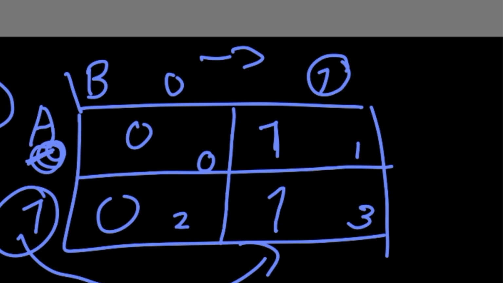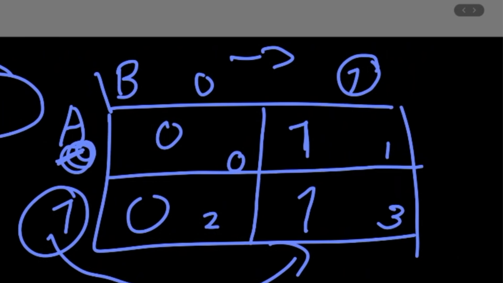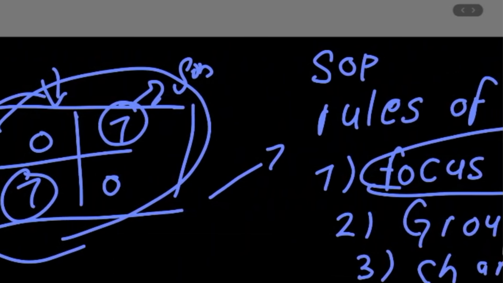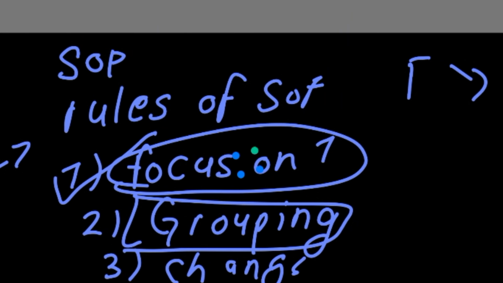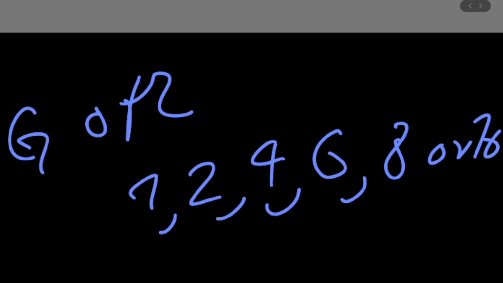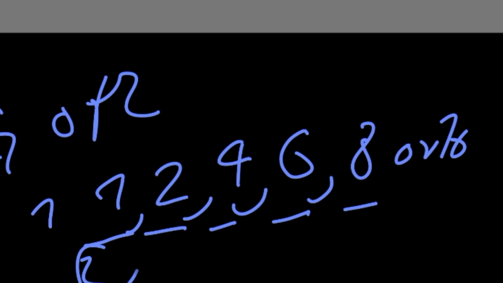Now come the rules of grouping. The first rule we have done, which is focusing on 1. We look at the 1s and put 0 in the other two. We have done the first task. Now let's learn the rules of grouping. The first rule is that a group must be a power of 2. So these are 1, 2, 4 and 8. These are the powers of 2, so it must be grouped in a power of 2. That's the first rule.